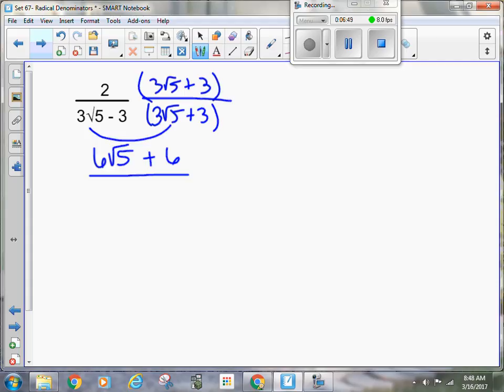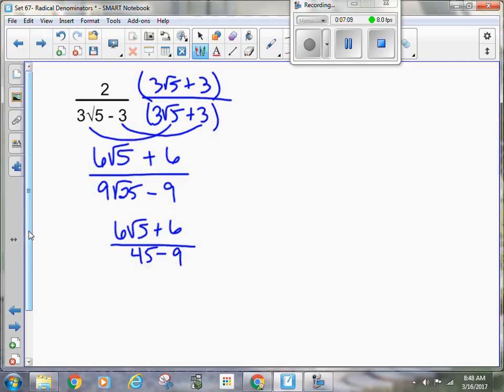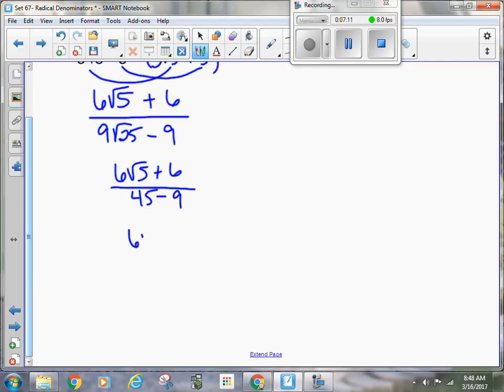Remember, we only have to do our first and our last terms, so we get 9 square root of 25. And I know some of you are going to just jump right to 5 with that, and that's okay. I'm just going to be showing it out. Okay, minus 9. So 6 square root of 5 plus 6 over. So 9 times 25 gives me a 45. Minus 9. 6 square root of 5 plus 6 over 45 minus 9 gives me a 36.